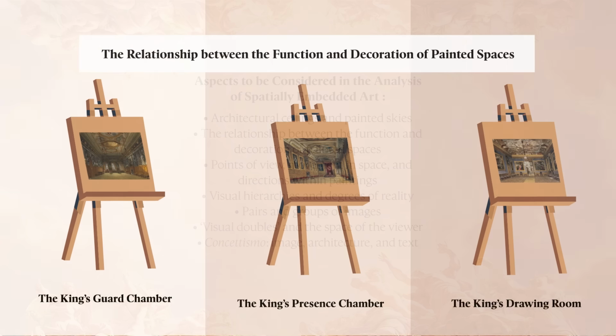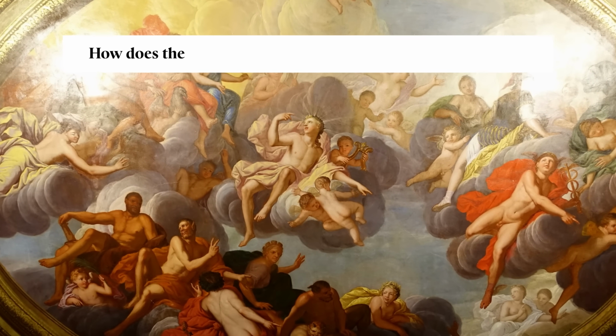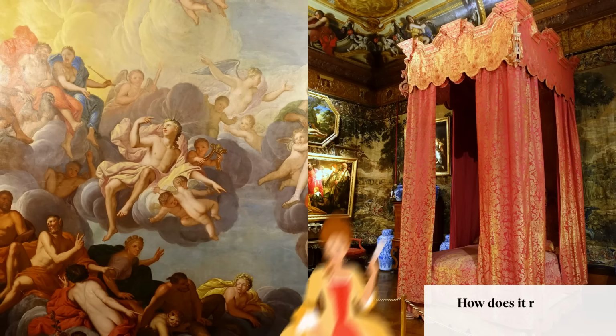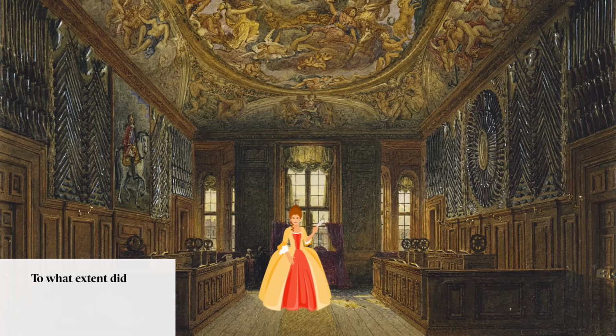Both in palaces and public buildings of the early modern period, each room had a well-defined function. Therefore, it needs to be asked how the subject matter of a mural responds to its location. How does it reflect the function of a specific space? And to what extent did the gender and social position of the patron influence the choice of subject matter?